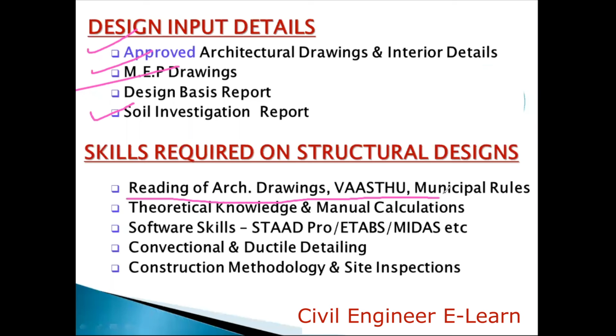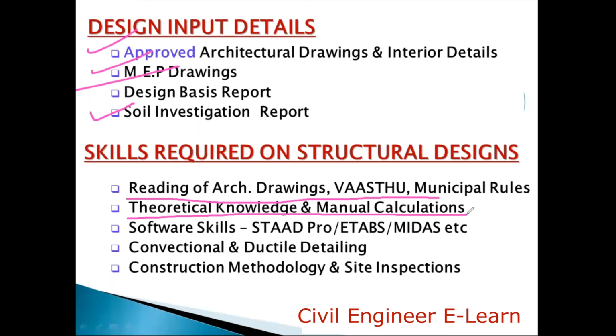We have to have a basic knowledge of Vastu and municipal rules, and also theoretical knowledge and manual calculations, because it doesn't mean we should always depend only on software. Even when depending on software, we need to pre-assume the member sizes. How can I assume member sizes when I don't have theoretical knowledge? So I need enough theoretical knowledge to prefix the member sizes, and then based on those trial sections, we run the analysis in the software.